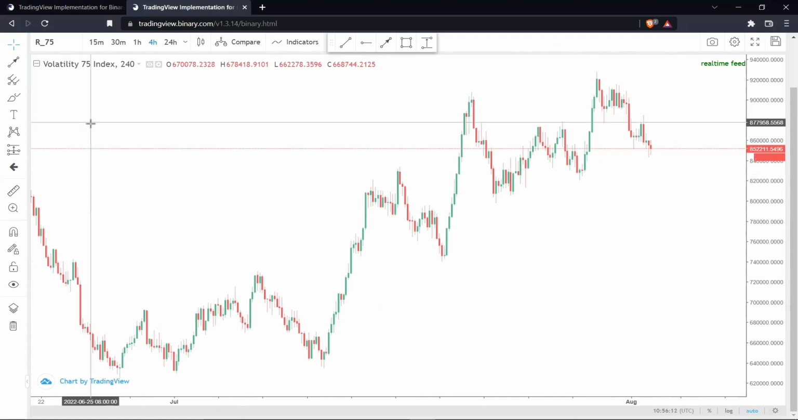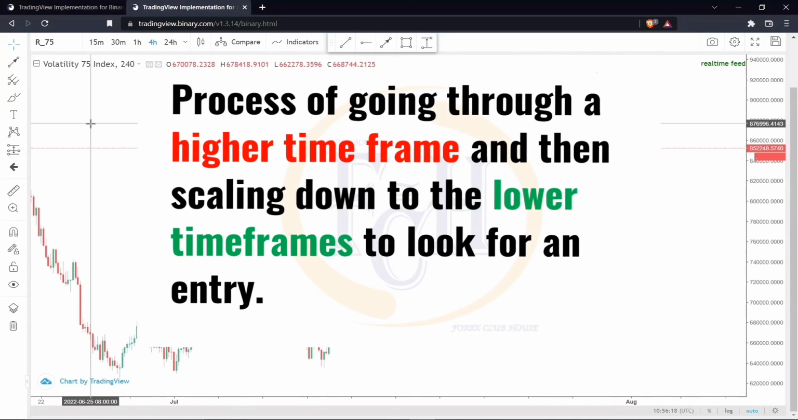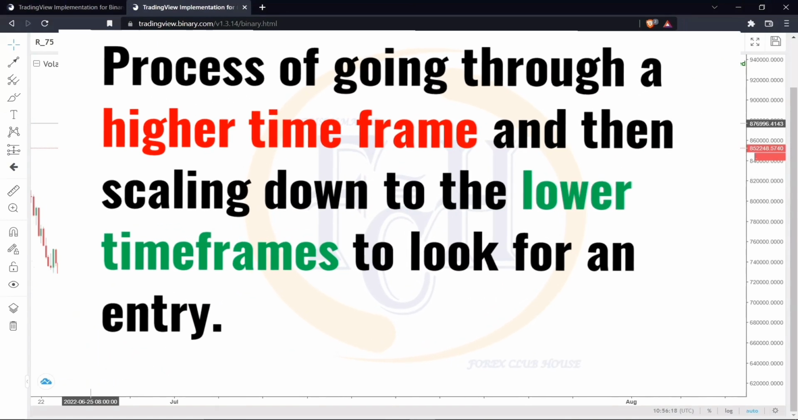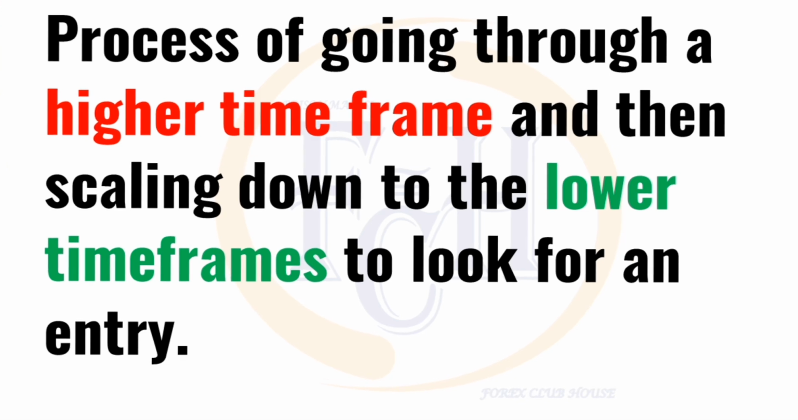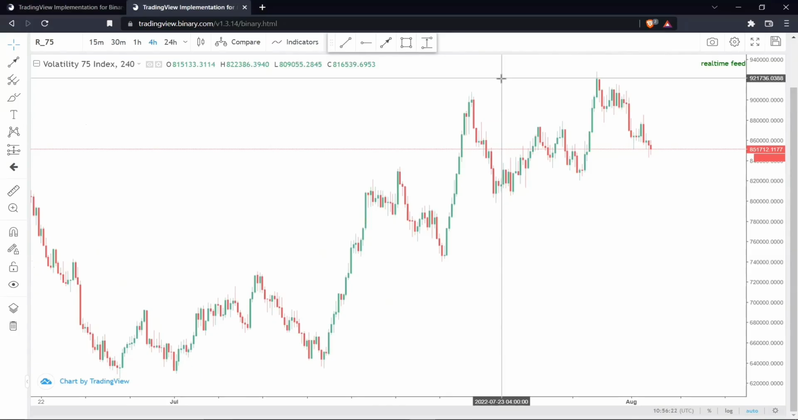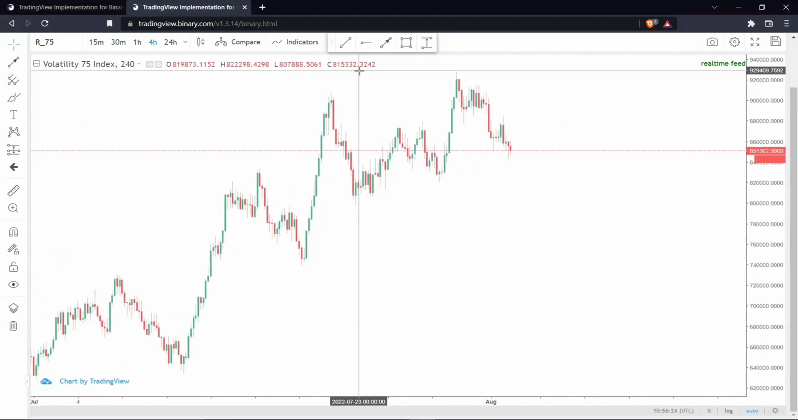Okay, so what basically is multiple time frame analysis? Well, it's simply the process of going through a higher time frame and then scaling down to the lower time frames to look for an entry. So, ladies and gentlemen, what's the point in all of this? Well, I have mentioned it before.